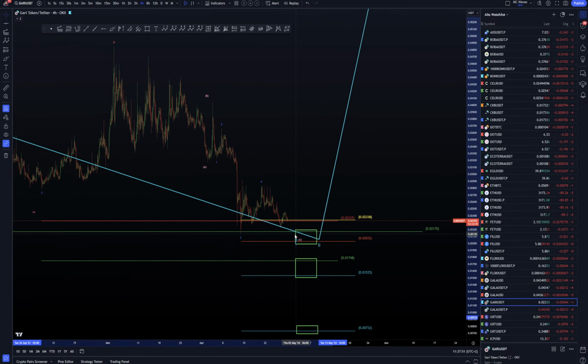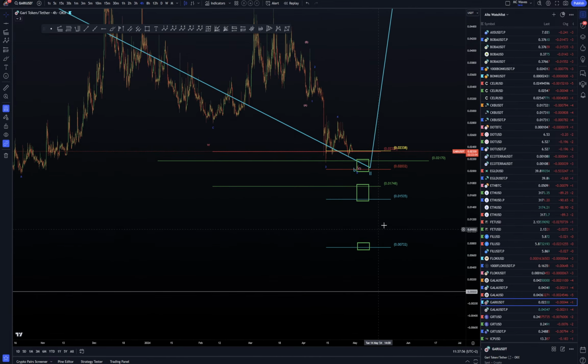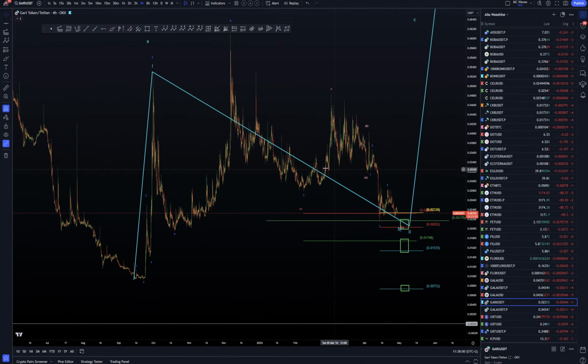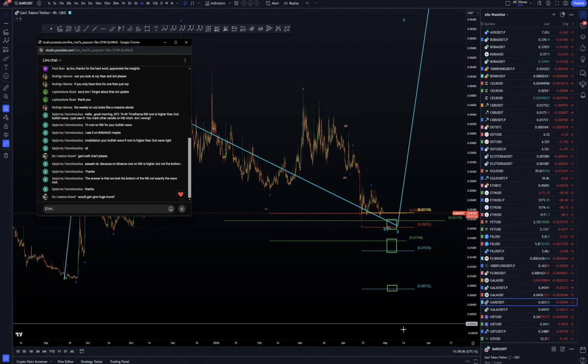So if we, for example, crash from here, we can DCA into these targets. And well, again, I'm not saying you have to buy every single one. You do whatever you want. Well, anyways, you know already, I think. So yeah.